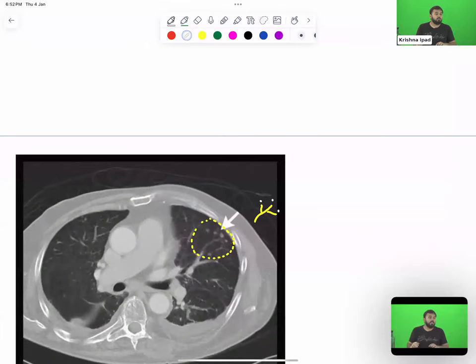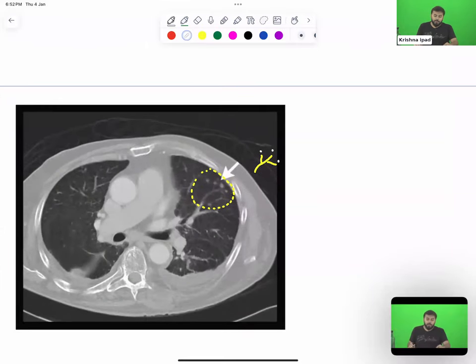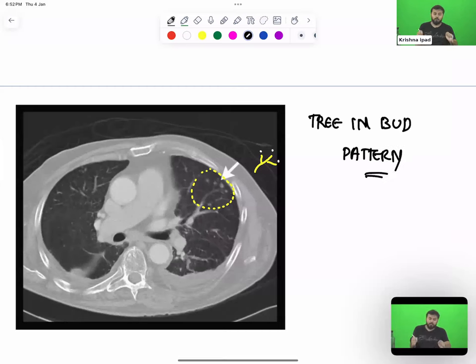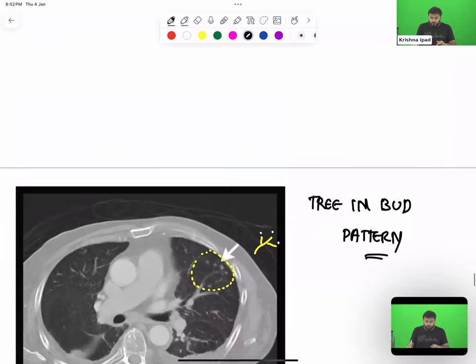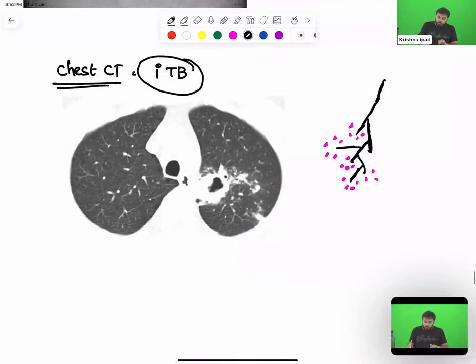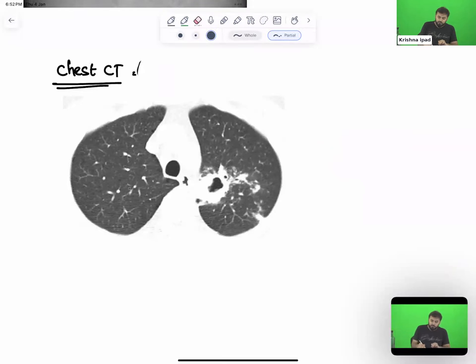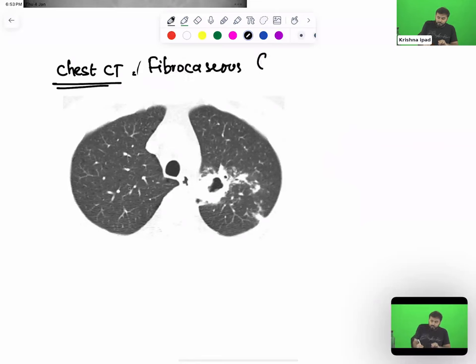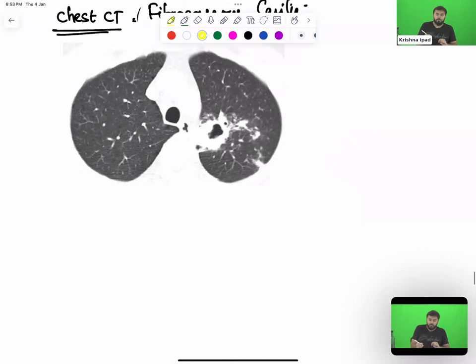So that appearance is called tree in bud appearance. What is this pattern called? This is called tree in bud appearance or tree in bud pattern. Clear, all of you? So this was the thing I was telling you over here. Fibrocaseous cavity, I told you, you remember? So this is the fibrocaseous cavity, which you can see over here.